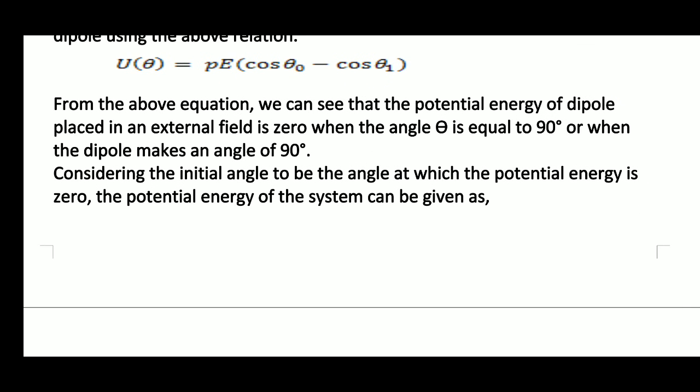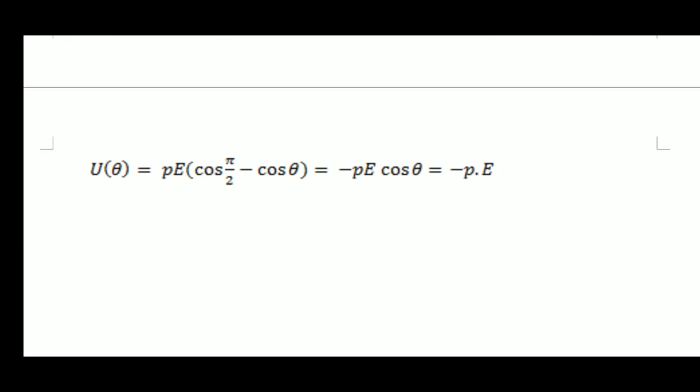From the above equation, we can see that the potential energy of the dipole placed in an external electric field is 0 when theta is equal to 90 degrees, that is, when the dipole makes an angle of 90 degrees. Consider the initial angle to be the angle at which the potential energy is 0. The potential energy of the system can be given as U of theta, that is pE times cos pi by 2 minus cos theta, that is minus pE cos theta, or minus p dot E.